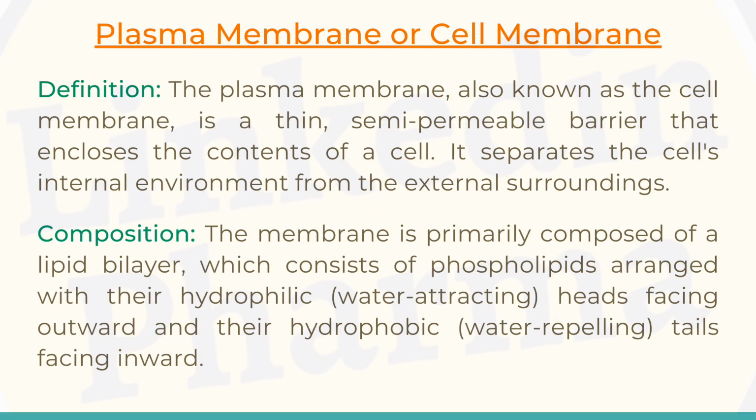Plasma membrane or cell membrane. Definition: the plasma membrane, also known as the cell membrane, is a thin, semi-permeable barrier that encloses the contents of a cell. It separates the cell's internal environment from the external surroundings. Composition: the membrane is primarily composed of a lipid bilayer, which consists of phospholipids arranged with their hydrophilic, water-attracting, heads facing outward and their hydrophobic, water-repelling, tails facing inward.